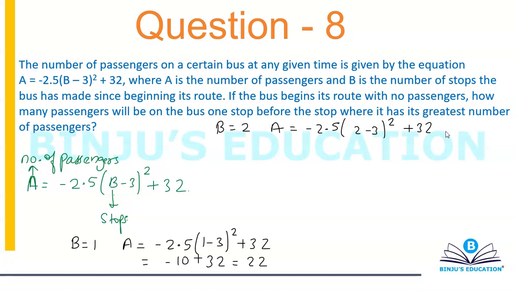Now what's the question? The question is, if the bus begins its route with no passengers, how many passengers will be on the bus one stop before the stop where it has the greatest number of passengers? So first of all, I need to figure out the value of B where the value of A is maximum. Now understand this, you don't need to do any calculation. It's a simple logic, which I believe I have taken while I was explaining exponents. So I'm gonna explain it to you again.